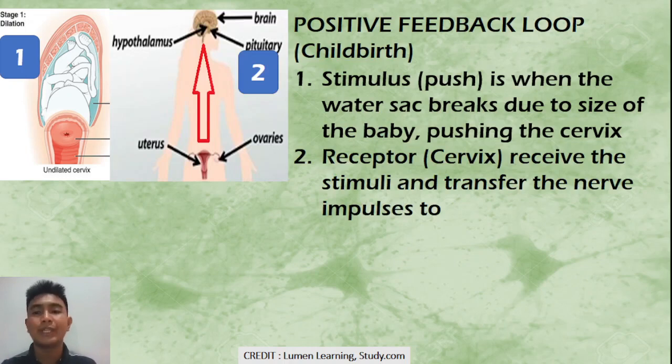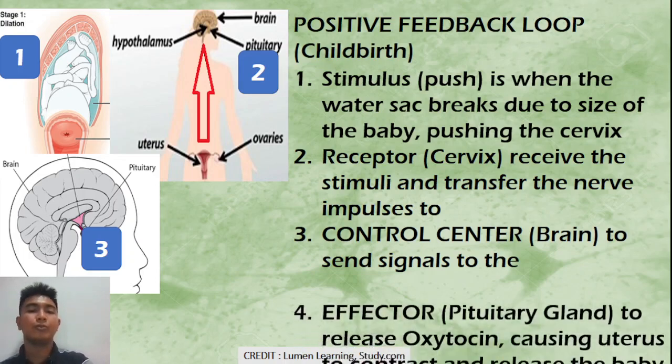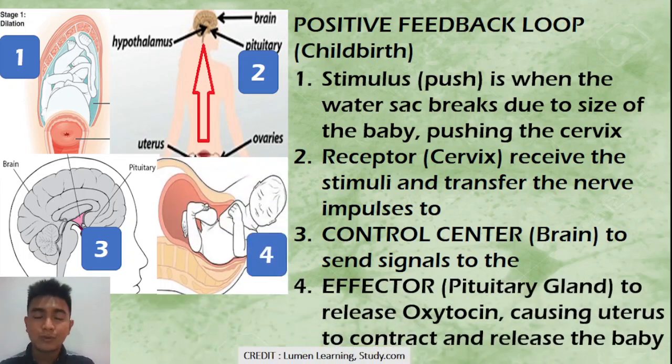The baby has grown enough, and therefore the brain will send signals to the pituitary gland to release a certain chemical called oxytocin. This hormone will cause contractions, stress the uterus in order to release the baby.